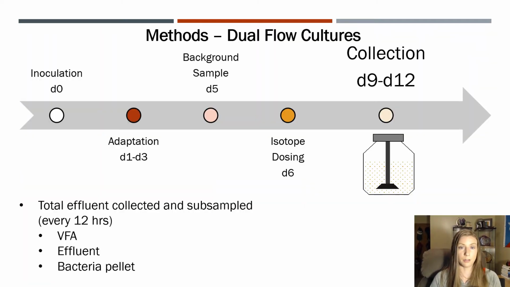Shown here is a typical period design for a fermenter study. In this case, we had 4 total periods. It begins on day 0 with inoculation. There's adaptation, background sampling before isotope dosing, and isotope dosing, where we dose 15N to determine the efficiency of microbial protein synthesis, as well as 13C from the branched-chain VFA dose to determine branched-chain VFA usage. On the last 4 days of the study, we collected effluent, and from that effluent, we took a VFA sample to determine VFA production. We dried an effluent sample to determine NDF degradation, or nutrient degradation overall. And then we also took a bacteria pellet to determine efficiency of microbial protein synthesis.